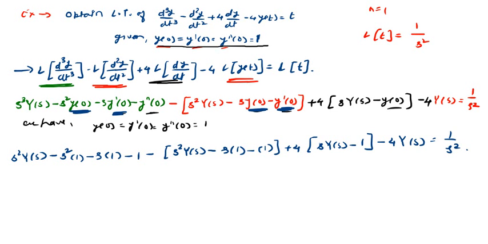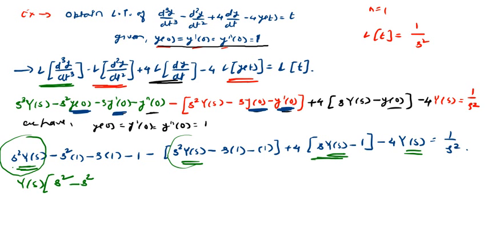Now collect the terms of y of s. If you observe here, this is a term of y of s, this is also a term of y of s, this is also a term of y of s, and this one is also a term of y of s. So if you take y of s out from every term, what will remain here? s square. Here the minus sign is outside the bracket, so this will be minus s square. For this term, what remains here is plus 4s, and then what remains here is minus 4.